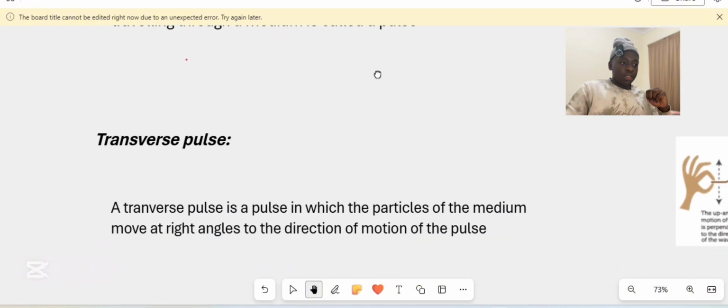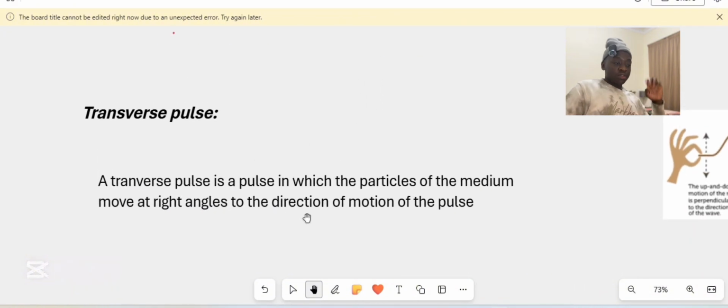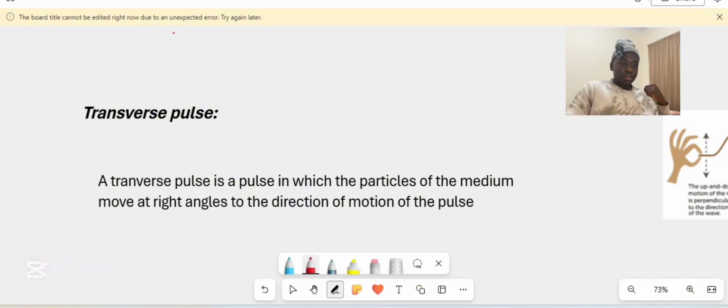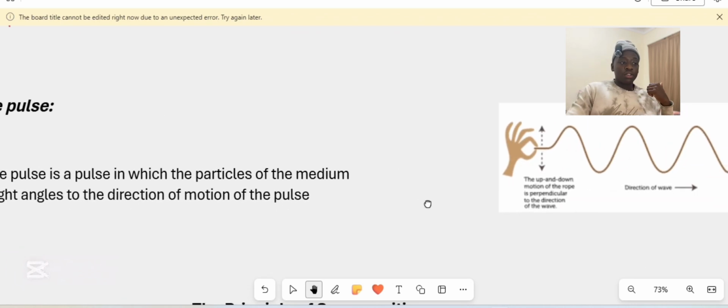So yes, let's get into what a transverse pulse is. The transverse pulse is a pulse in which the particles of the medium move at a right angle to the direction of motion. So the transverse pulse is just particles in a medium moving at a right angle to the direction of motion.